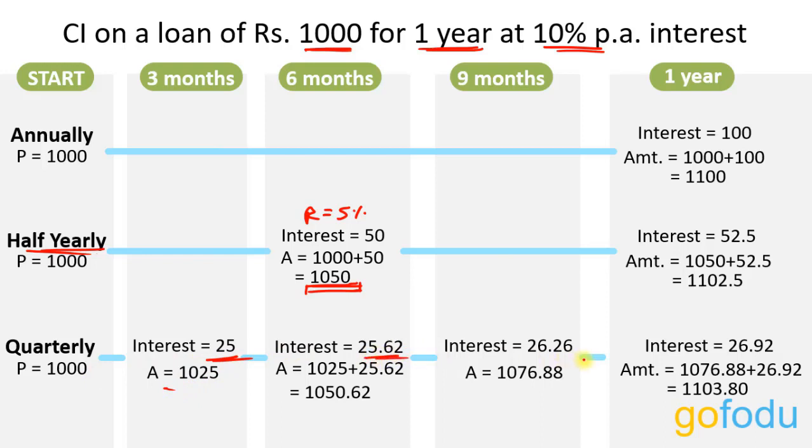For quarterly compounding, interest is calculated in every 3 months and is added to the principal to get the outstanding amount. Again, the interest is calculated on this outstanding amount and is added back to the outstanding amount to get the new amount. Pause and go through this table and look at the final amounts in the 3 cases.